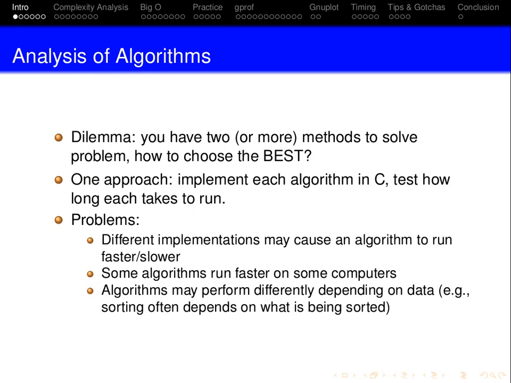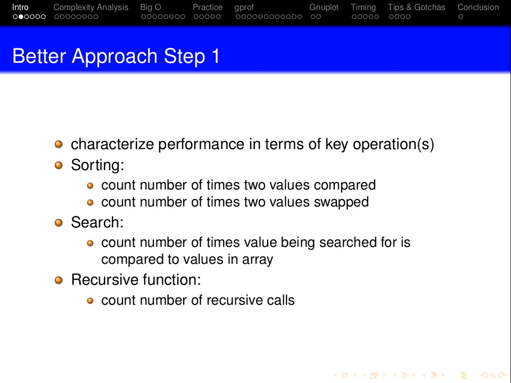Okay. So what did I talk about over here? Implement the algorithm in C, test how long it takes to run. Well, if it takes weeks, that may not be a good idea. Step one, you can characterize the performance in terms of key operations. So when you start talking about doing analysis from a theoretical standpoint, you need to pick what you're going to do the analysis on, what operation. For example, if you're sorting, you need to count the number of times two values are compared, because you're comparing two things. And you're also going to count the number of times two values are swapped, because in sorting, those are the two main operations, comparing and then swapping things around.